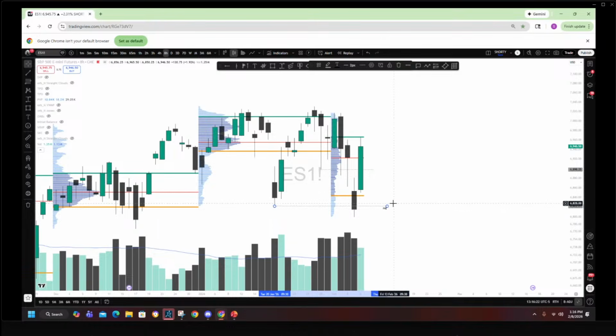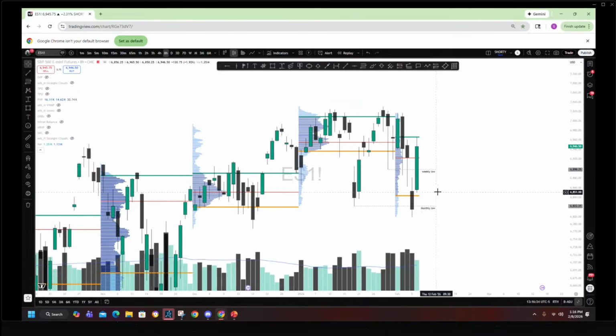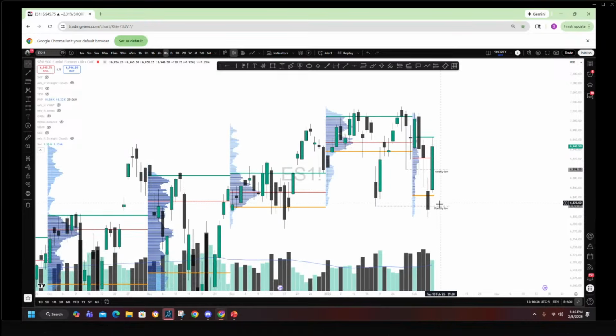So this is your monthly low. And here's your weekly low. So now, what is this telling you about the price? Well, they're rejecting this. They went to the monthly lows, they swept it. The December value area low kind of peaked below, but they never swept it.